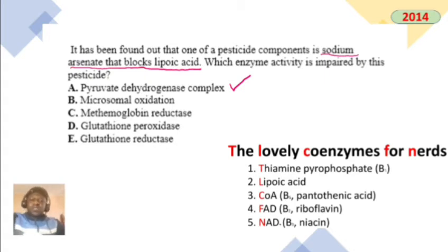But this is just for you to remember the coenzymes for pyruvate dehydrogenase complex, because there is another enzyme which is similar to pyruvate dehydrogenase complex. It is actually called alpha ketoglutarate dehydrogenase. They can ask you about that as well.